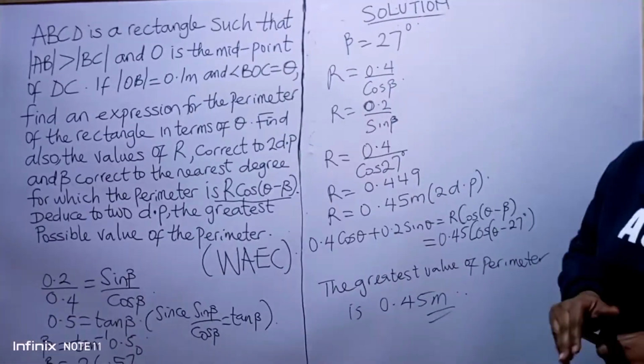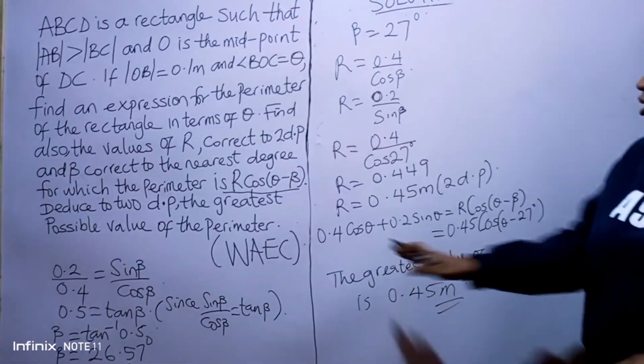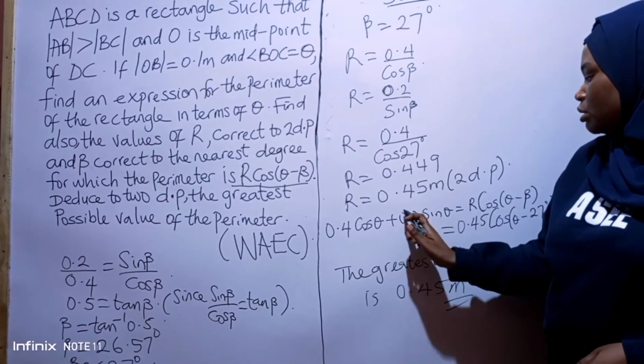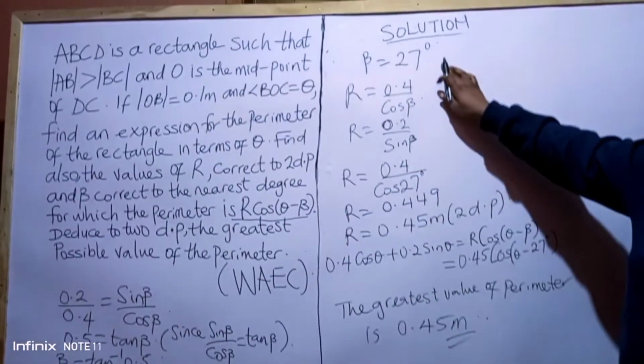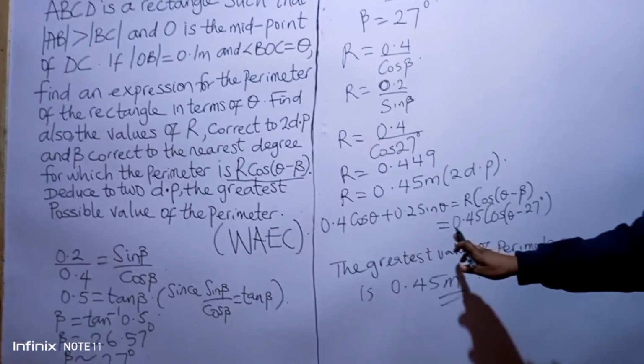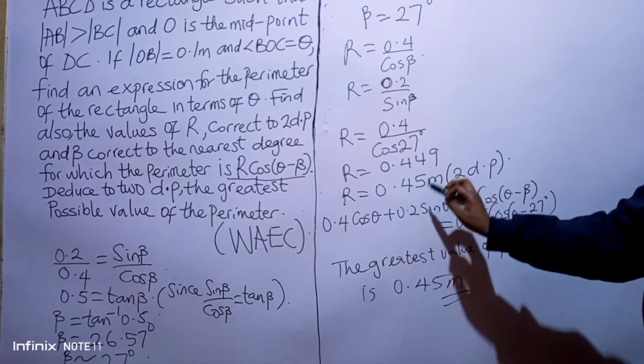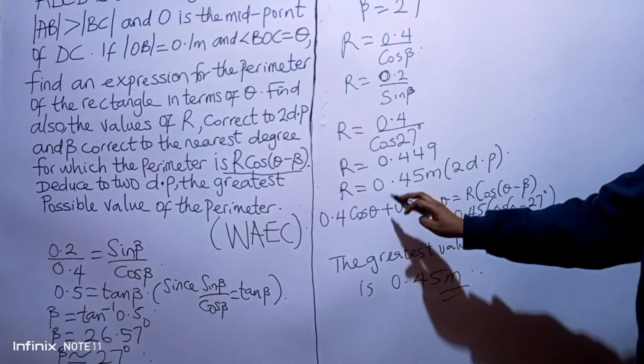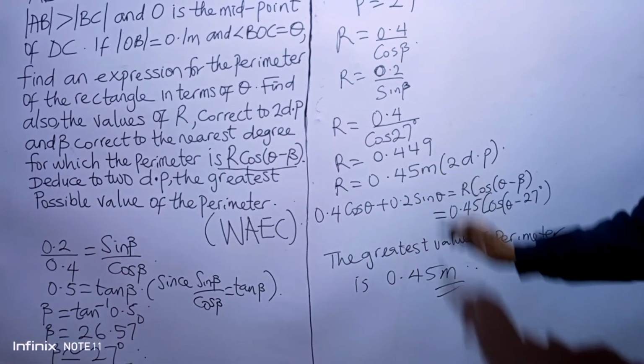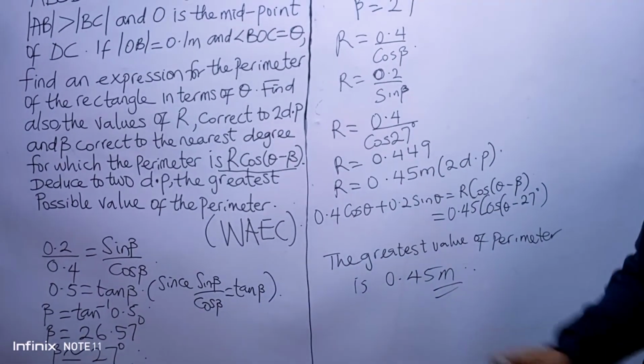So we have gotten everything. The perimeter of the rectangle is 0.4 cos theta plus 0.2 sin theta. Beta is equal to 27 degrees. R is equal to 0.45 meter, and the greatest value of the perimeter is equal to 0.45 meter.